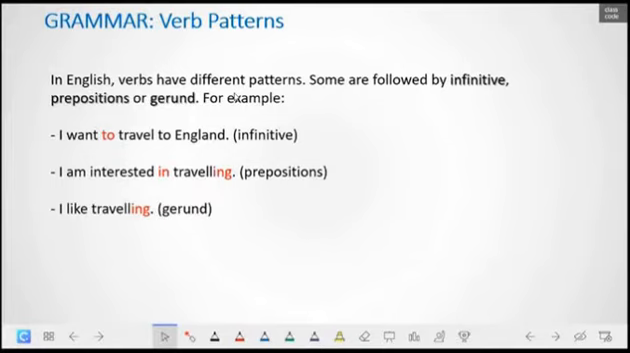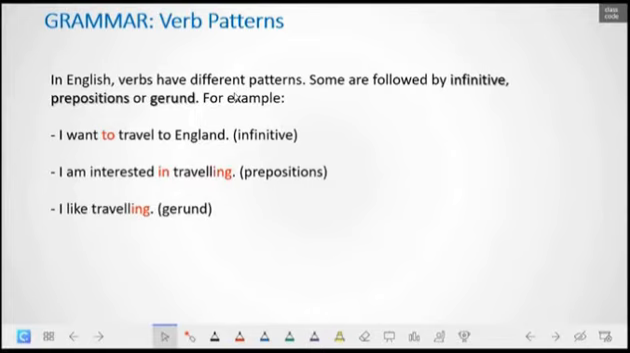We have an example: I want to travel to England. So the verb want is always followed by to. Now the verb that comes after to is the infinitive form. The infinitive form means that you put the verb as it is. You don't add anything to it. You don't add ing, you don't add s, you don't add ed. So this is the first pattern, which is called the infinitive form.